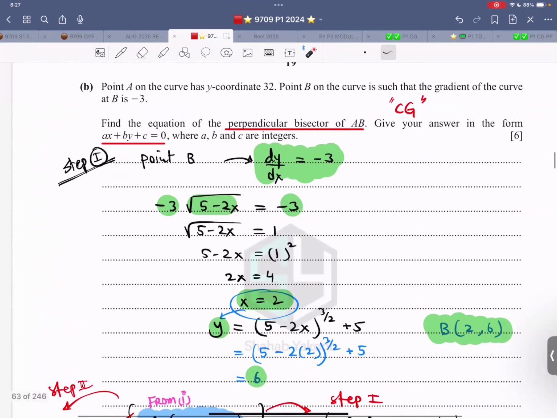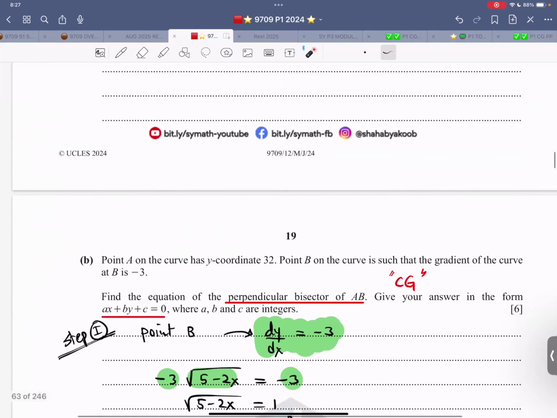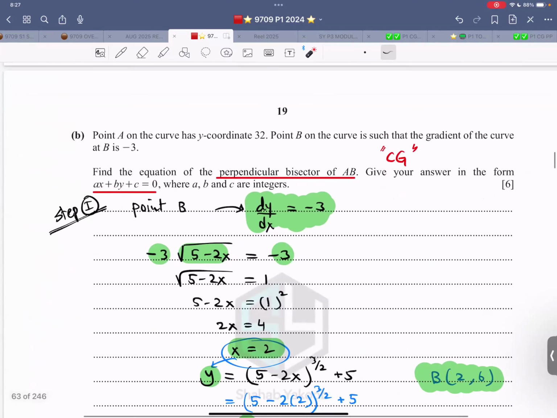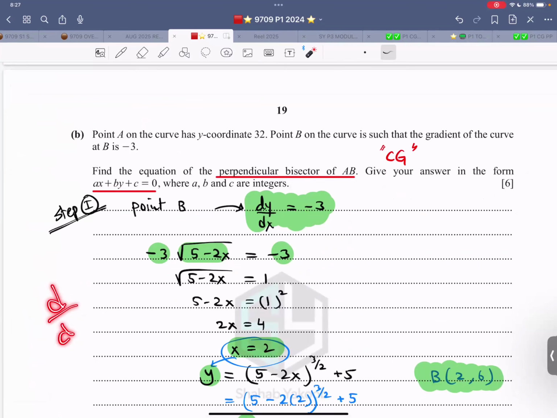All good, all clear? So now look at this. People say that they don't ask a separate question on coordinate geometry. Here it is. Which year is it? This is May, June 2024, variant 1, 2. So they have linked differentiation with coordinate geometry.